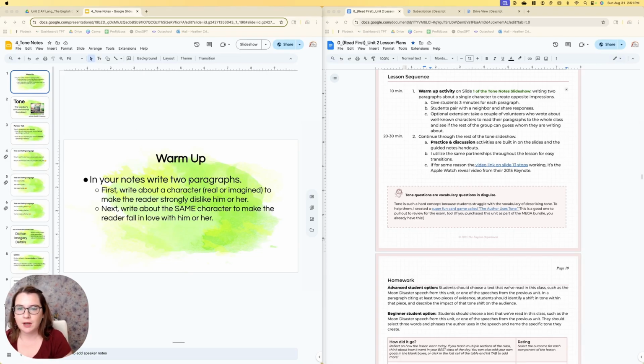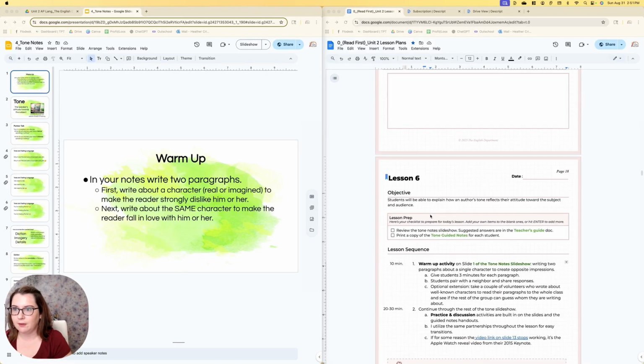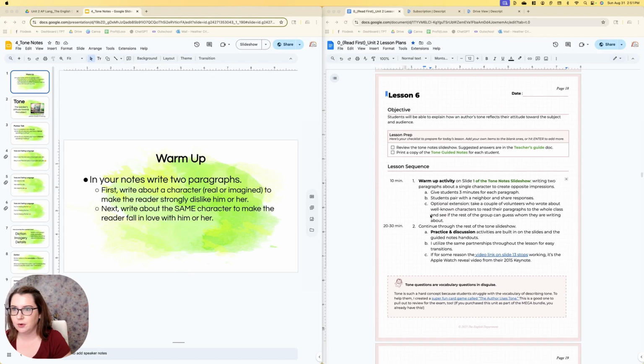So here's what my study of tone looks like in my class. This is lesson 6 if you are using the Unit 2 lesson plans, but they have guided notes that go along with this slideshow.